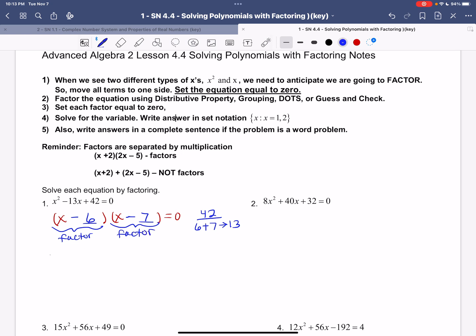So I'm going to set those factors equal to 0 because one of them has to be 0. If this side of the equation is going to equal 0, then this factor has to equal 0, or this factor has to equal 0. So we're going to solve these by adding 6 to both sides here and adding 7 to both sides here. So my solutions are 6 and 7.